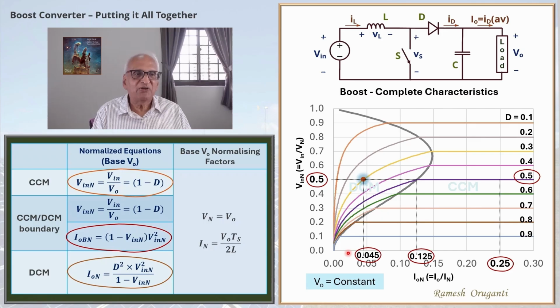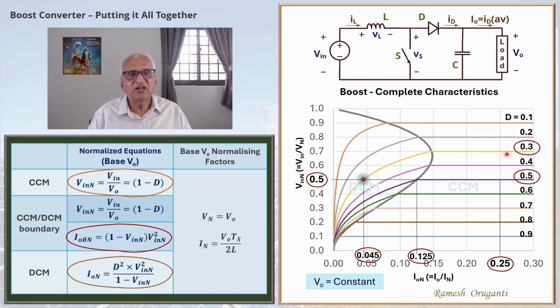So that means we have reduced the normalized current from 0.25 to 0.125 and then to 0.045. The output voltage is still the same. How is that possible? The closed loop system has changed the duty cycle. The new duty cycle, as you can see, is 0.3.